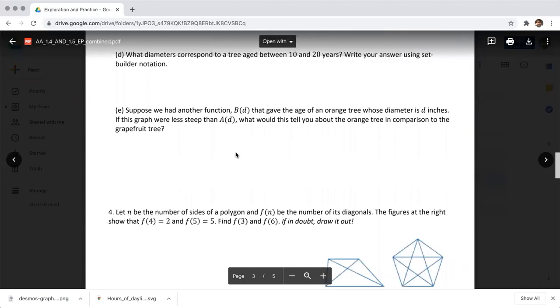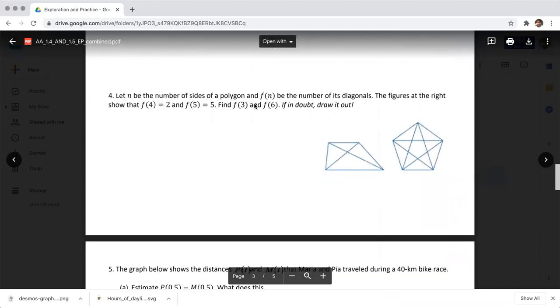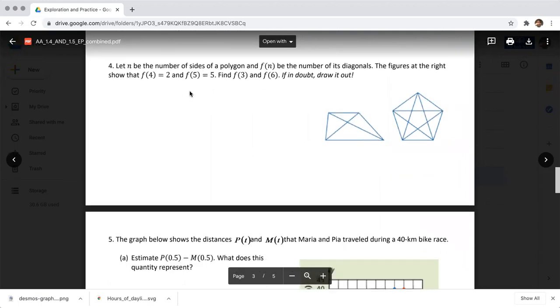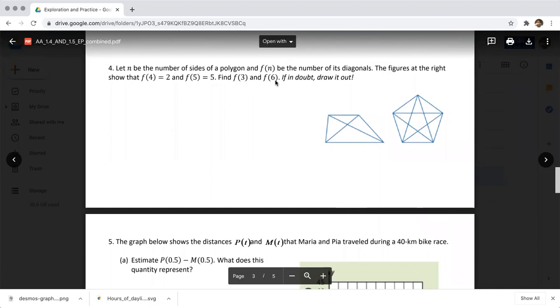Okay, let's look at this one. So n is the number of sides of a polygon. F of n is the number of its diagonals. The figures at the right show that f of 4 equals 2 and f of 5 equals 5. Find f of 3 and f of 6.